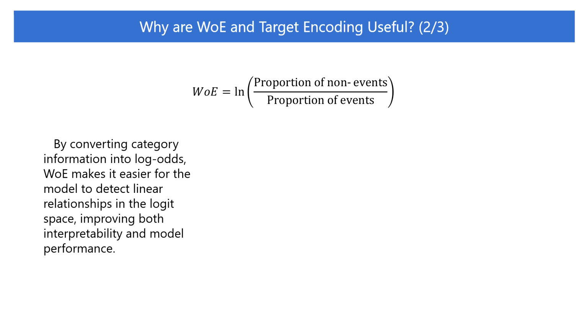But the value of weight of evidence lies in how it transforms that probability into a form that is better suited for modeling, particularly in logistic regression and other linear models. Weight of evidence aligns directly with the log odds structure that logistic regression assumes. By converting category information into log odds, weight of evidence makes it easier for the model to detect linear relationships in the logit space, improving both interpretability and model performance.